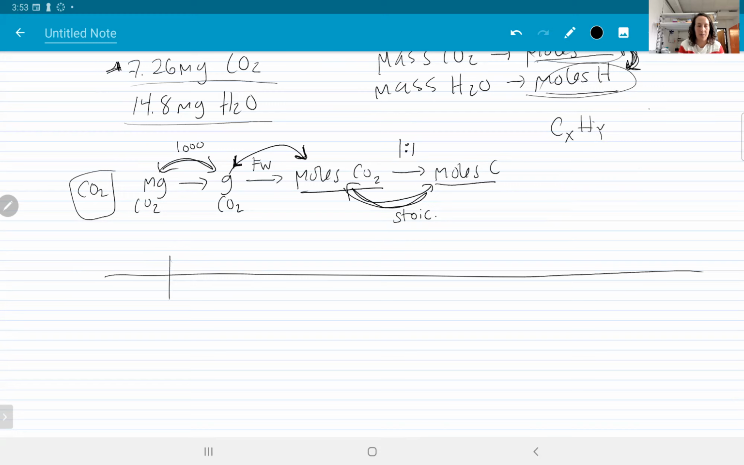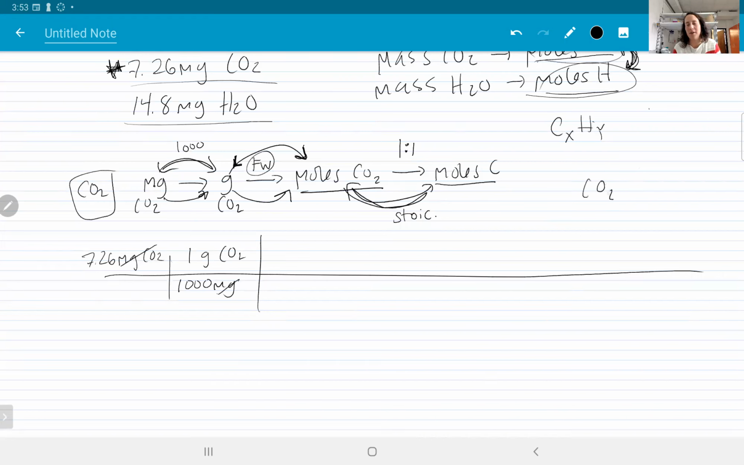So we're starting off with 7.26 milligrams of CO2. I'm in milligrams, I've got to get to grams. So there are 1,000 milligrams in 1 gram of CO2. Milligrams cancel. Now I'm in grams of CO2, and I need to get to moles of CO2. So grams to mole, I need formula weight to do that. For the formula weight of CO2, you'd have to do a quick on-the-napkin calculation. Carbon's atomic mass is 12, oxygen 16. I've got 2 oxygens, so that's 32. 32 plus 12 is 44 grams per mole.